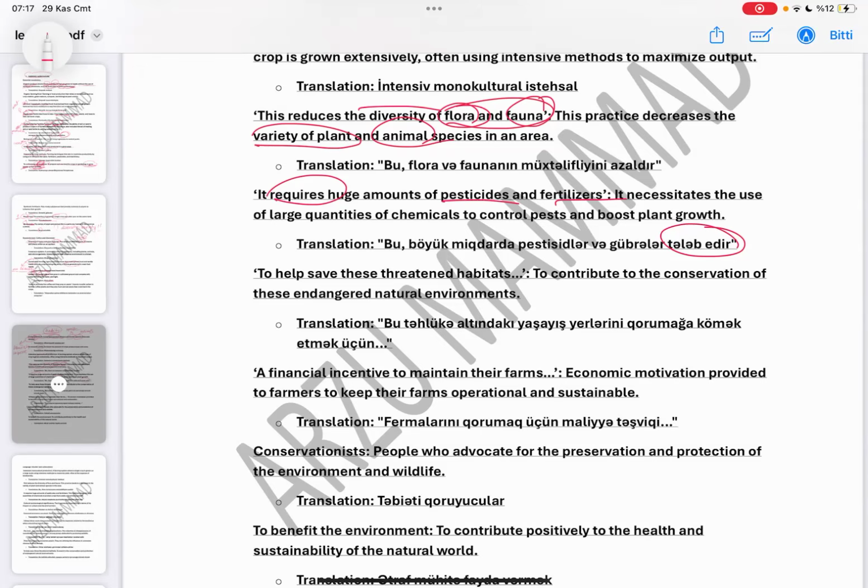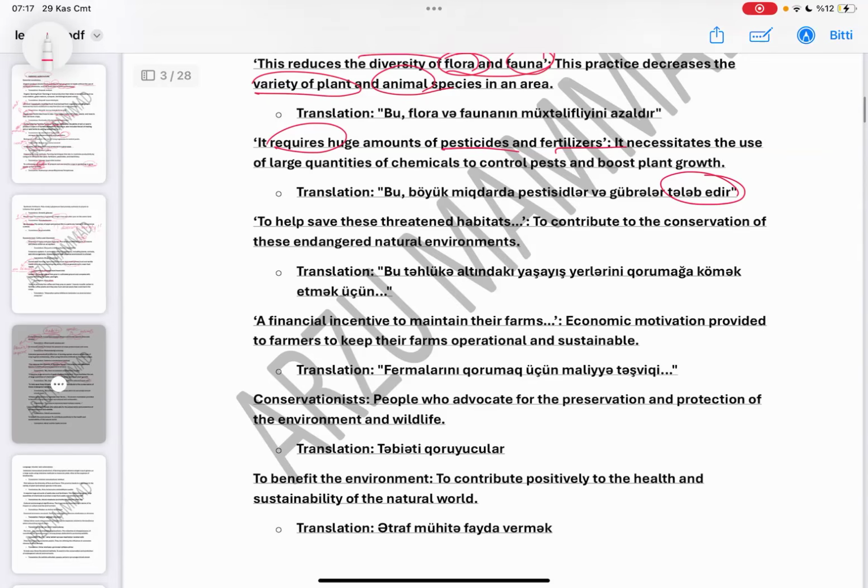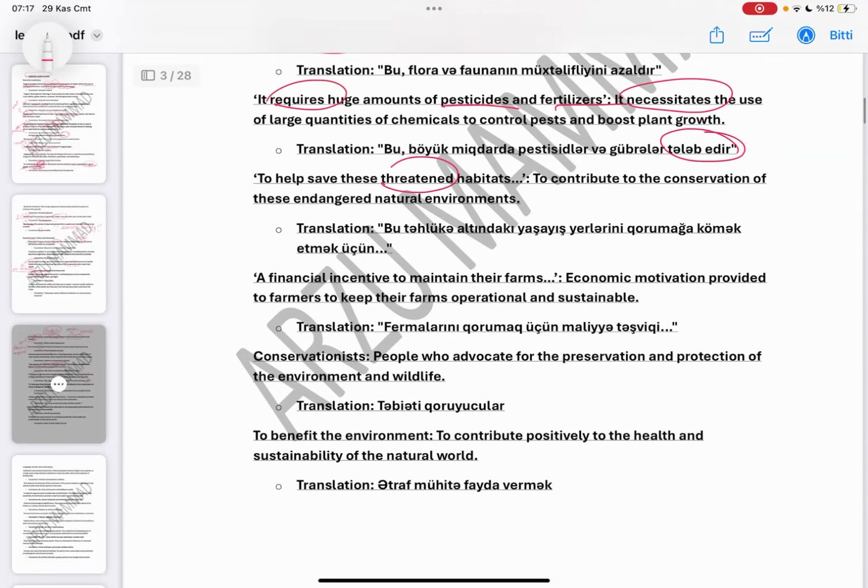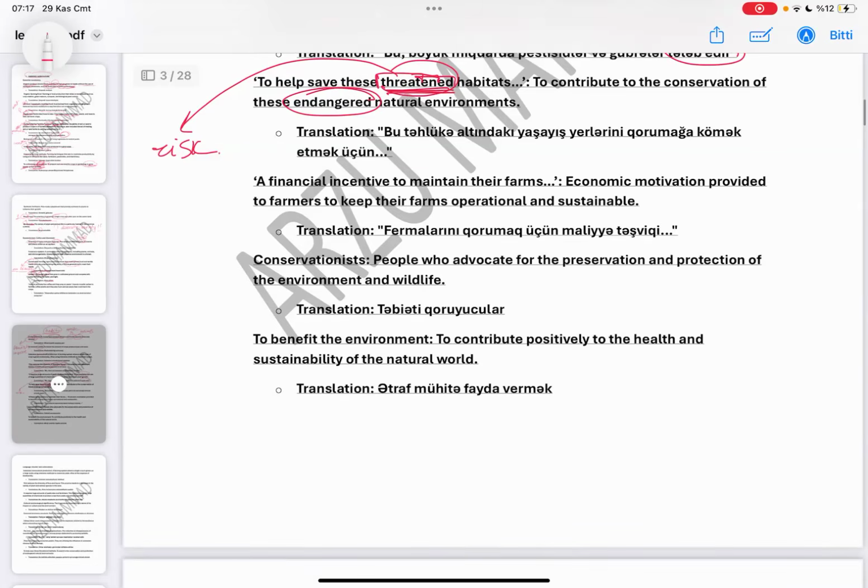So you can see its translation here, something like demand something, yeah, if something is necessary, okay, the verb form of it. Threatened, very important word. So threat is risk. Threaten, put something under risk. Threatened, something which is under risk, okay. So threatened, endangered can be the synonyms of each other. Incentive, its synonym is initiative, okay? Like motivation, teşvik in our language.